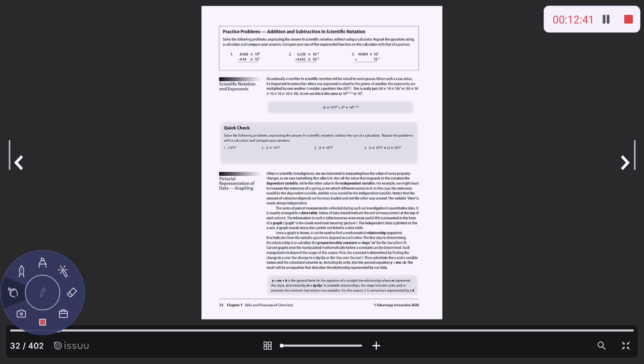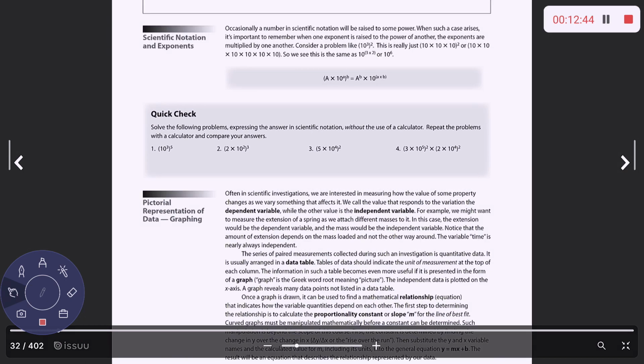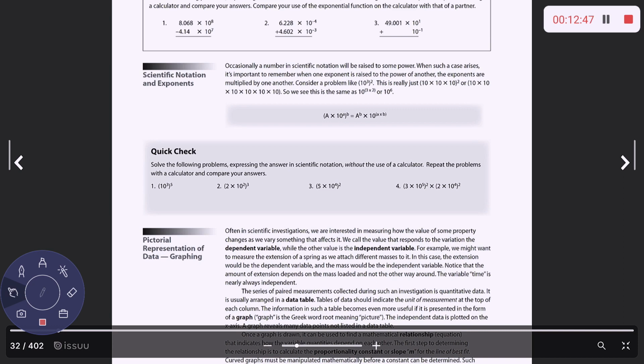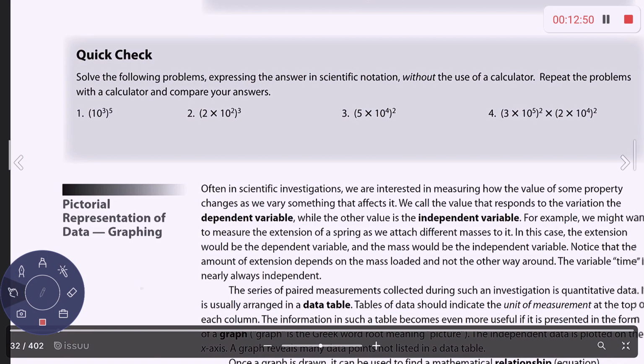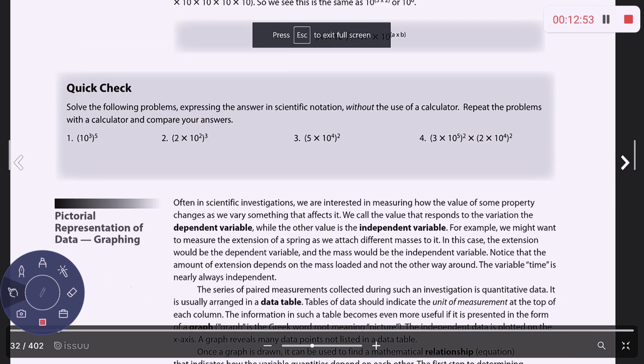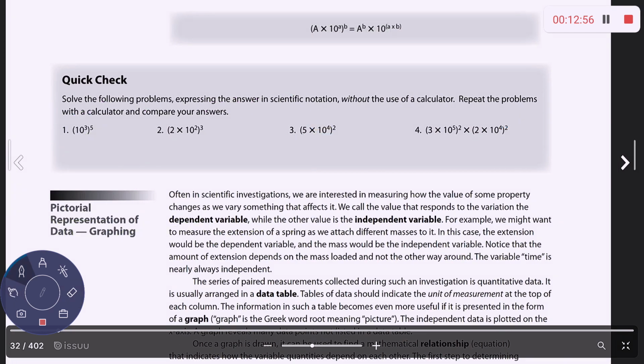Let's come over here. Let's review some of the rules for exponents. If we've got number 1, I am assuming you recall that you're going to be multiplying the 3 and the 5 in the exponents together, so this would be 10 to the 15th. Yes? Okay. For number 2, you would have to distribute this 3 to each one of these. This would be 2 cubed times 10 to the 6th. 2 cubed is 2 times 2 times 2, which is what, 8? So this would be 8 times 10 to the 6th.